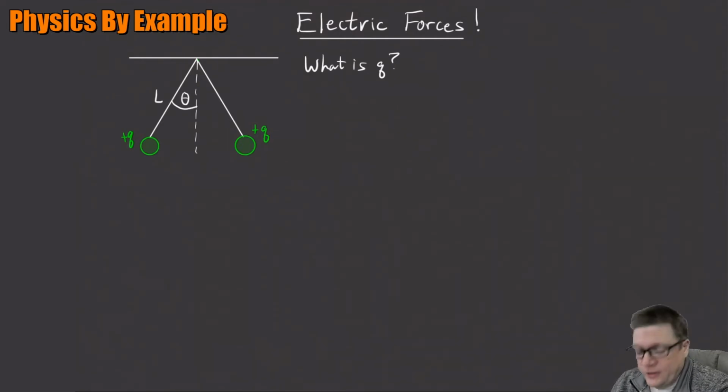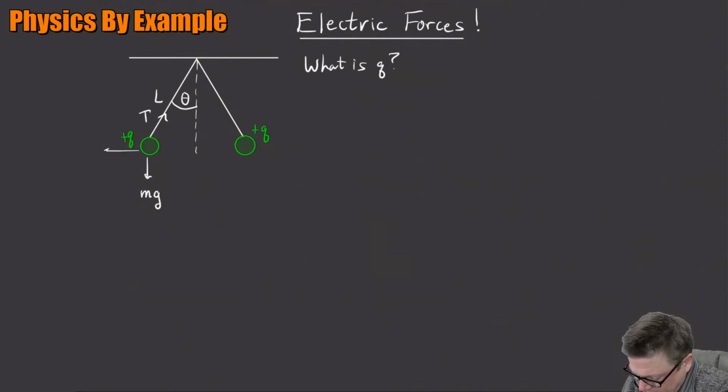Let's look at the one on the left. What forces are acting on the thing on the left? I have tension going up this way, and then I've got mg going down. And then what other force is acting? I've got the electric force acting because they're repelling each other. Okay, so that on the left is sort of my free body diagram. So let's just apply Newton's laws.